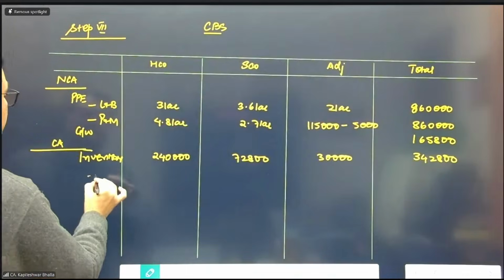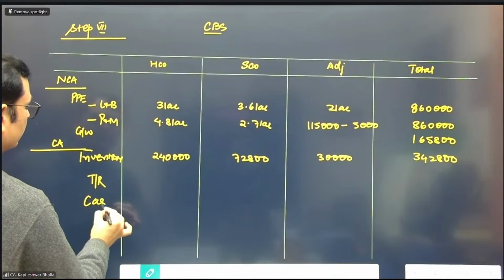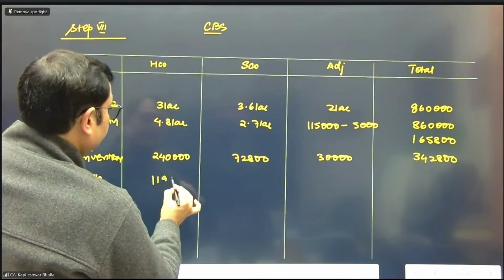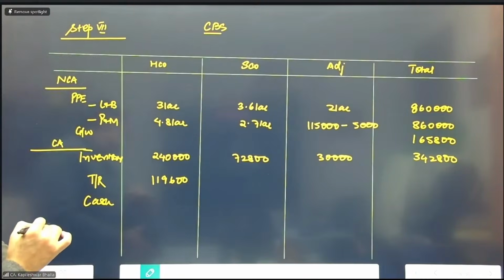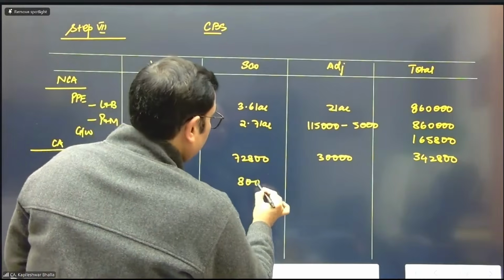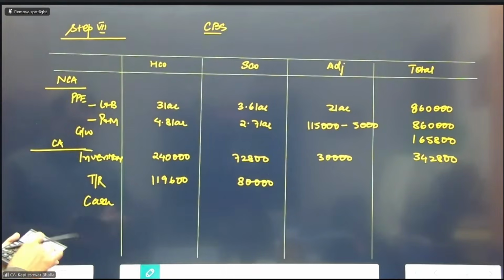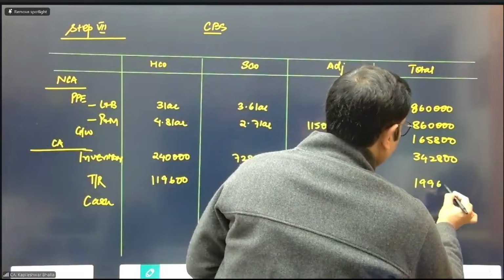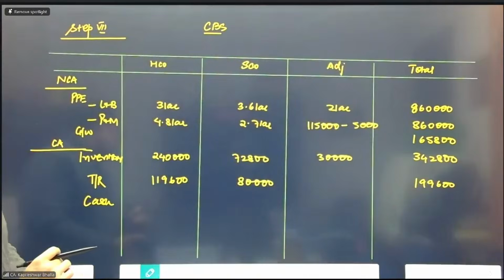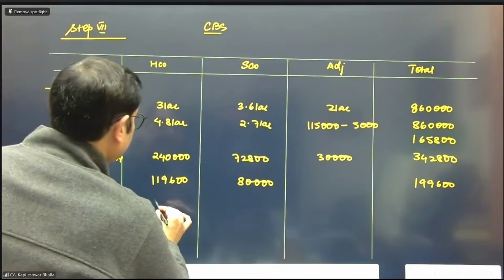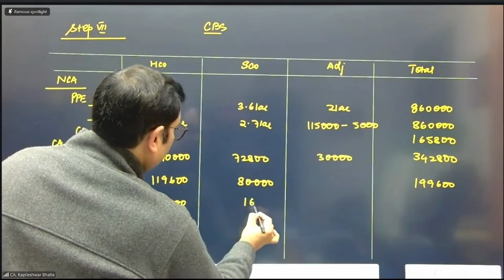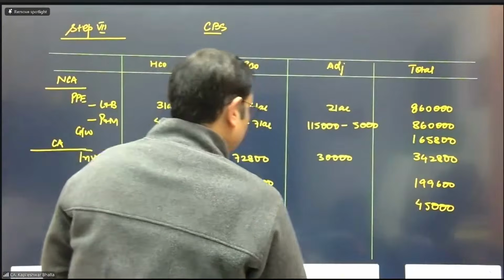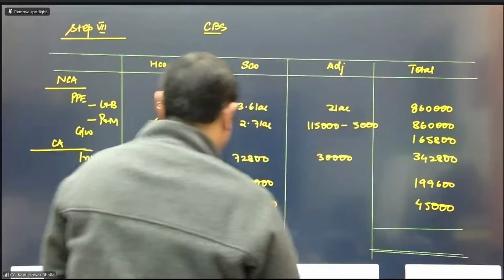Then next we are given trade receivables, and then there is cash and cash equivalents. The trade receivable is 1,19,600, and it is 80,000. And there is no fair value adjustment or no intercompany owings. That makes it 1,99,600. Then there is a cash balance which is 29 and 16. No adjustments again. That makes it 45,000. I think that's it on the asset side of the balance sheet.